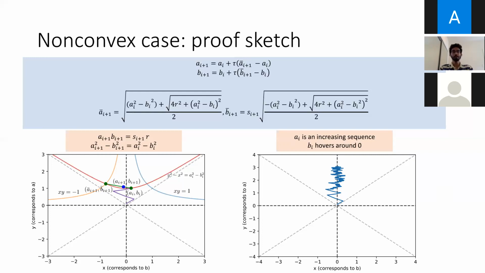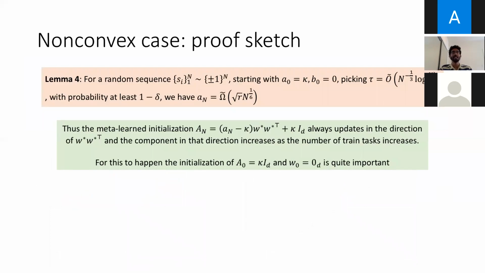Okay. Hopefully I've not lost you with these equations. What you can essentially show is that even though you know that AI is an increasing sequence, you don't want it to stop at a particular value and converge somewhere. And you can actually show that by picking the right interpolation parameter, which depends on the number of tasks, AN can always be made an increasing function of capital N. So AN at the end will satisfy this property, that it's going to be as large as the number of tasks to the 1 over 6.